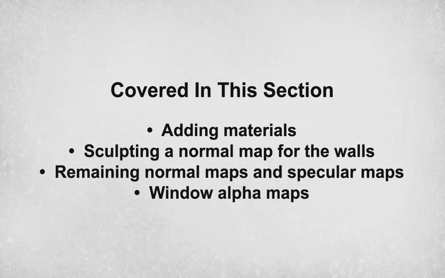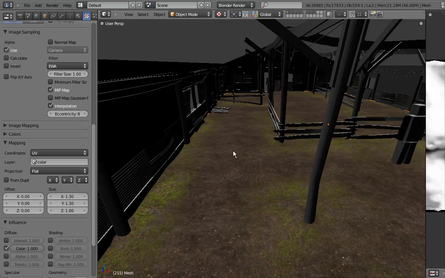Covered in this section, we're going to add materials. We're going to sculpt a normal map for the walls. We're going to finish the remaining normal maps and specular maps for all the textures, and we're going to create alpha maps for the windows.